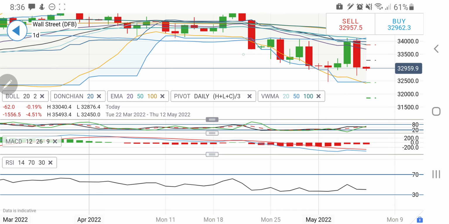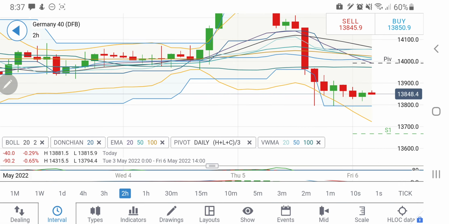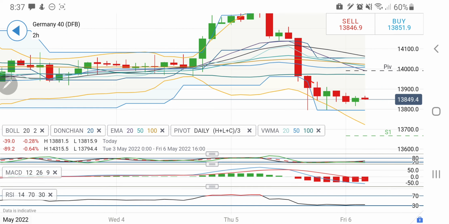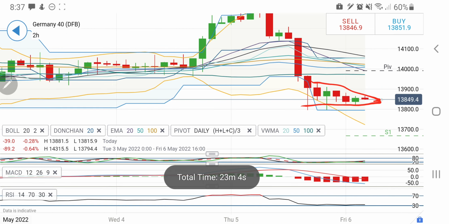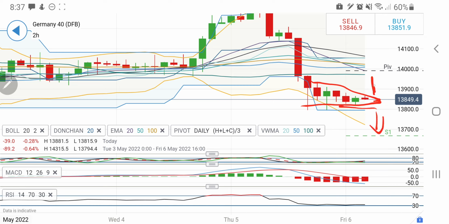Now let's have a look at Germany 40. Similar is the story with Germany 40, lower highs and a flatter bottom. 13,800 is the level below which I will expect a drop. So Germany 40, lower highs and flatter bottom, indicating probable consolidation. If you see it trading below 13,800, go short. If you see it trading above 13,900, go long. Above 13,900, I will again expect it to hit 14,000, and then 14,050, 14,100 levels may definitely provide a little resistance.